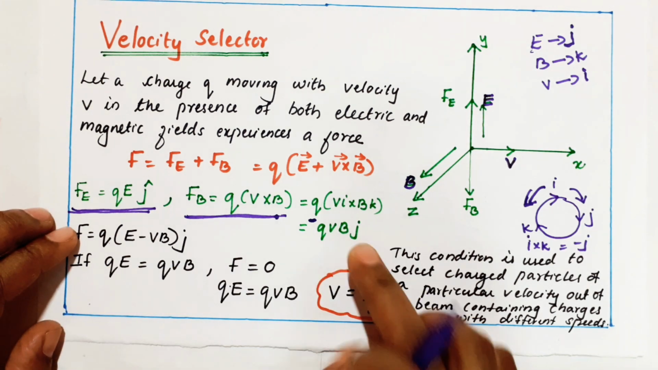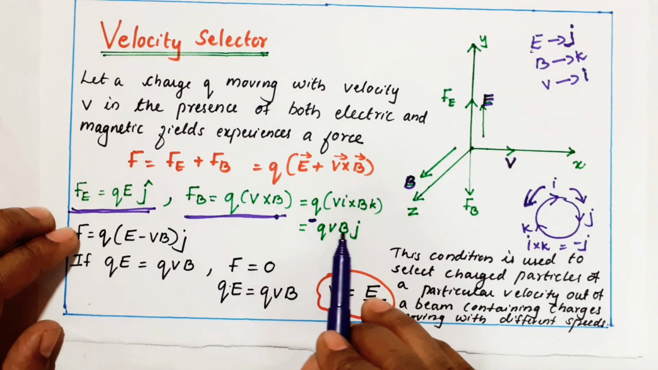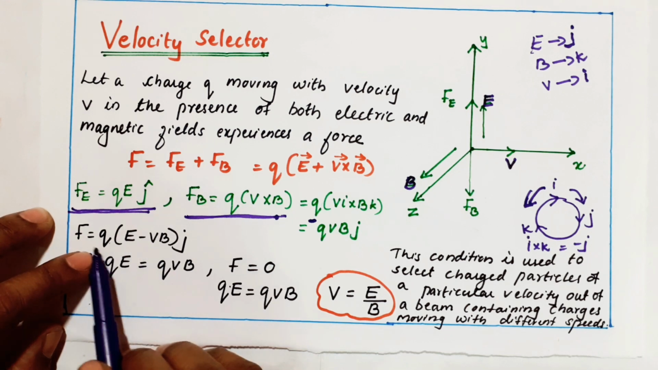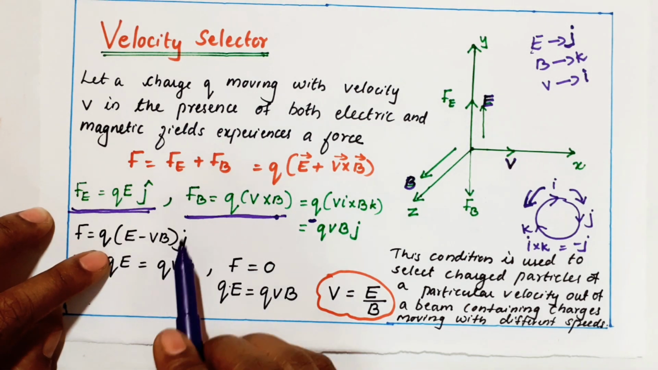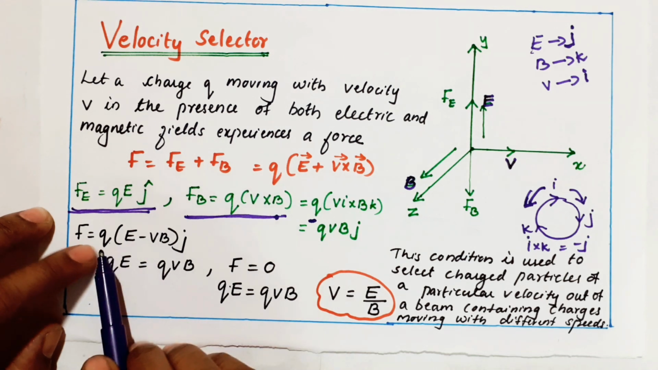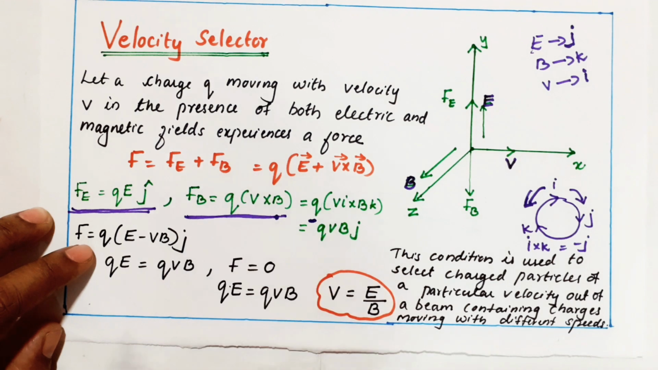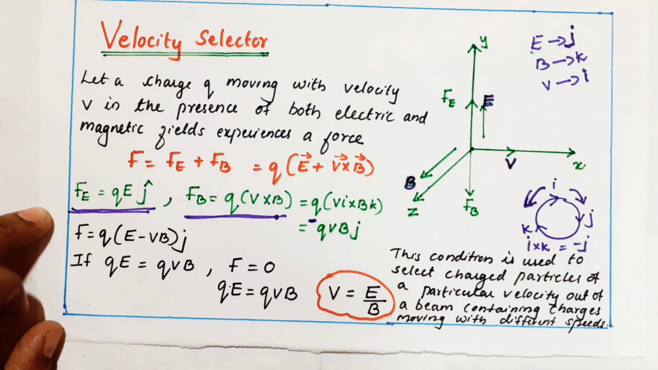So what will be the net force? Electric force is QEJ. Magnetic force is minus QVBJ. That's what I have written in this case as Q into E minus VB into J, because both are along J axis. So we can write Q, take it common. These two we are adding, because this is our equation. Minus is coming because of this minus.